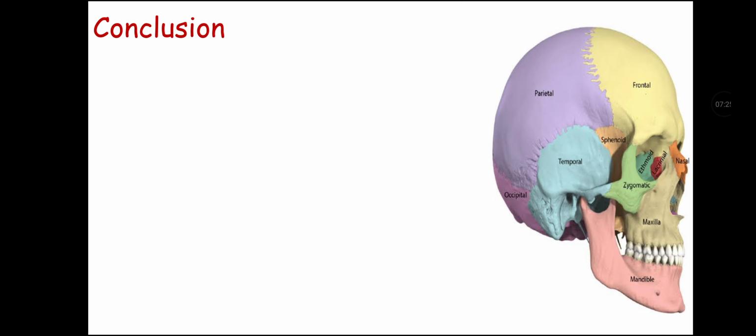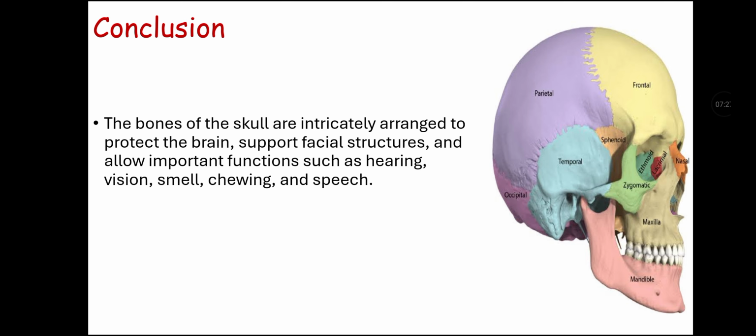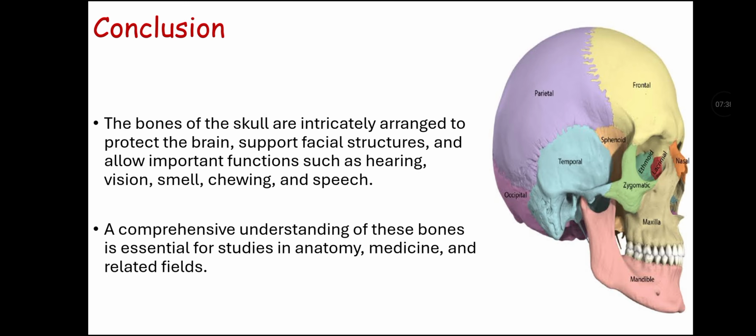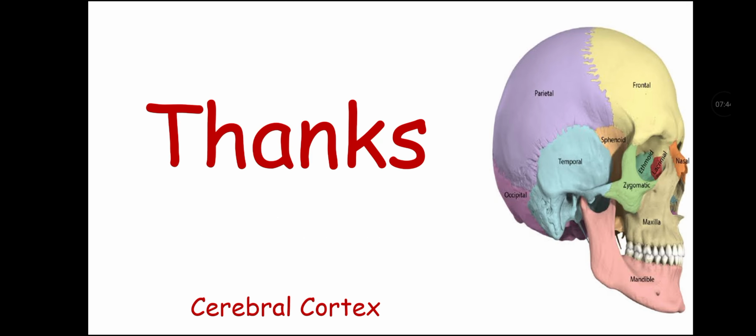Now let's talk about the conclusion of this lecture video. Bones of the skull are intricately arranged to protect the brain, support facial structures, and allow important functions such as hearing, vision, smell, chewing, and speech. A comprehensive understanding of these bones is essential for studies in anatomy, medicine, and related fields. So this was all about bones of the skull.